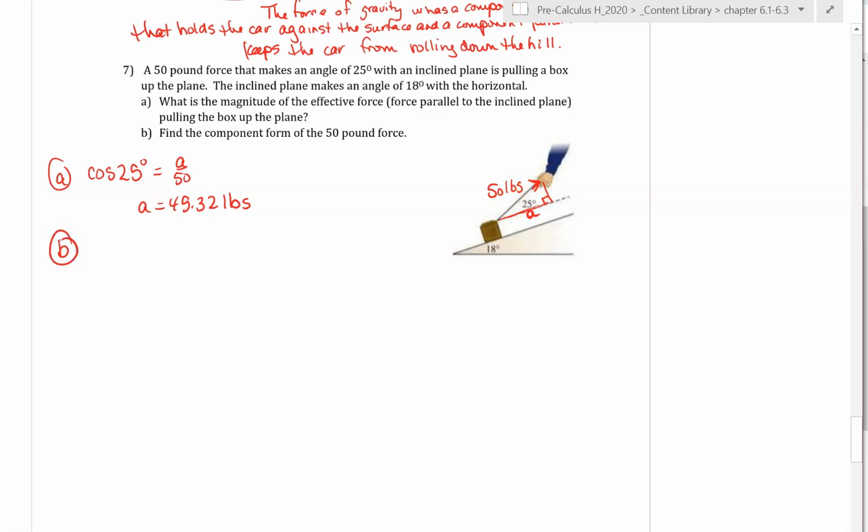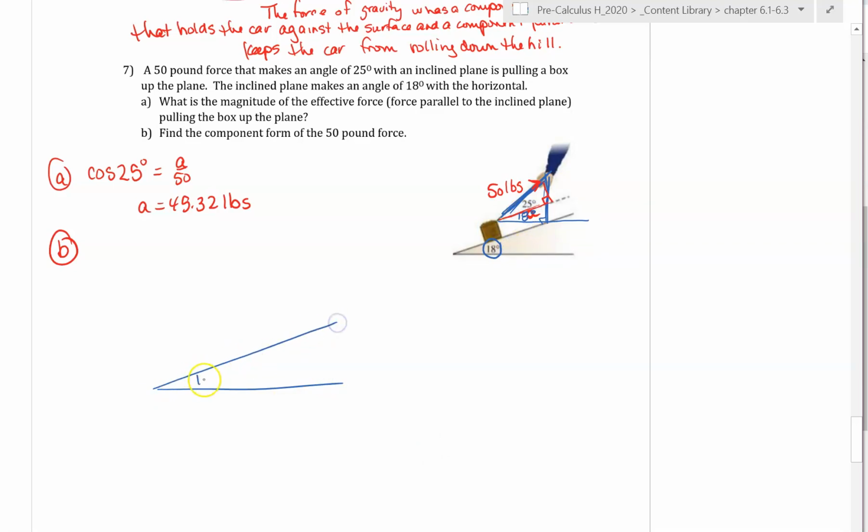When they say the component form, that would mean with respect to the horizon, the horizontal. So for part B now, we have to consider our 50-pound force, but we have to consider the horizon. So we need this angle right here. And isn't it true that if this is 18 degrees, that this angle right here must be 18? Maybe I need a bigger picture.